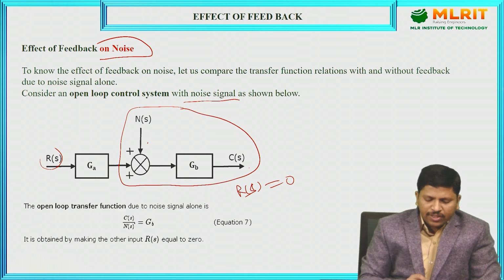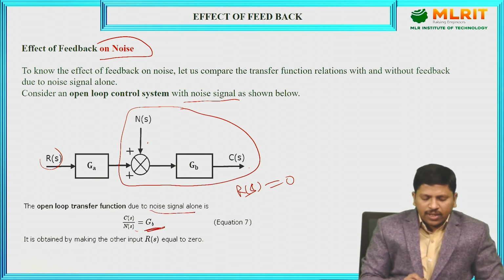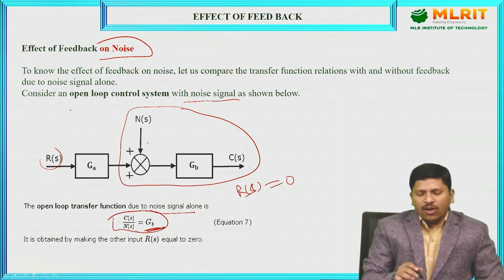For this, C of S by N of S is going to be GB. This is the noise signal. C of S by N of S equals GB. This is the gain when the open loop transfer function is used with the noise signal.